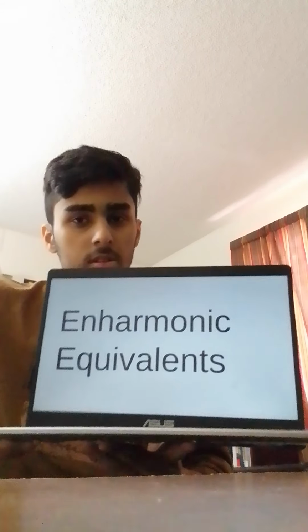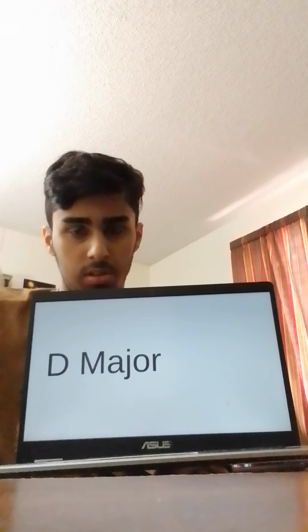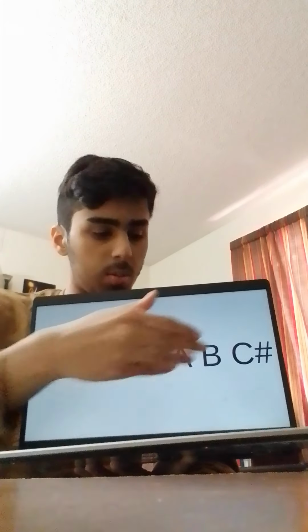So to understand this concept, we're going to take the key of D major as our example. Now the key of D major has two sharps, F sharp and C sharp. So the scale looks something like this. As you can see, it's F sharp and C sharp. So for now, I want you to forget about C sharp for a second, alright? Just take a look at F sharp.